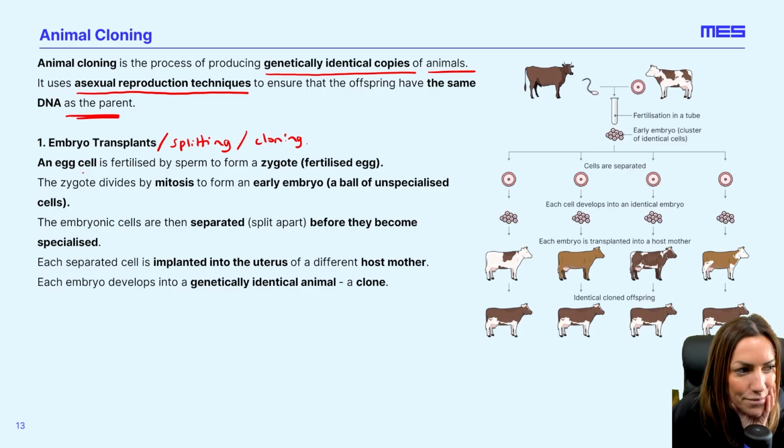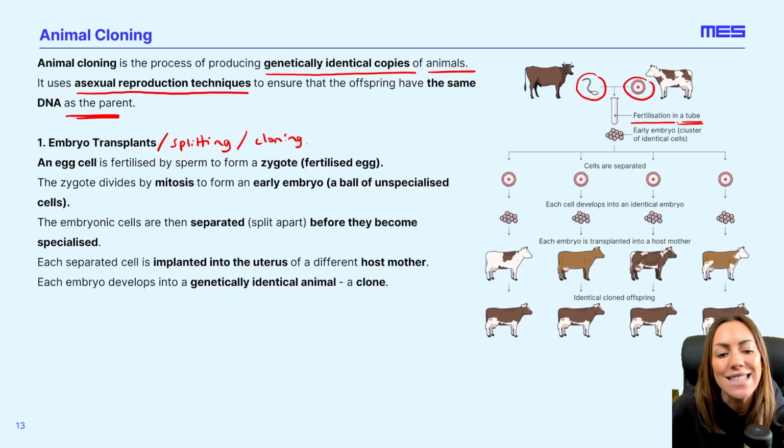So what we're doing here is we're taking an egg cell from a female animal. We've got a female cow here. We're taking sperm cells from the male animal of the same species. So we've got sperm cells from a bull here. We are allowing fertilization to take place in a test tube or in a petri dish. So this is in vitro fertilization, not inside the body, but in the lab. Obviously, when fertilization occurs, an early embryo will start to develop. So we'll have a fertilized egg cell, or a zygote, as we call it.